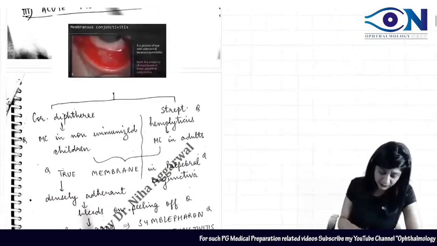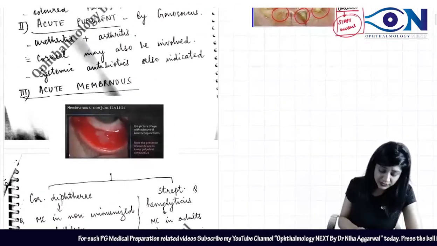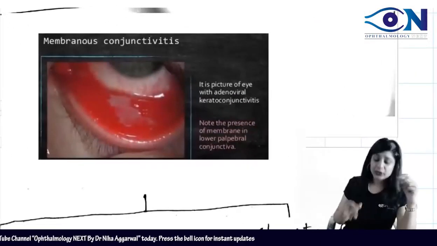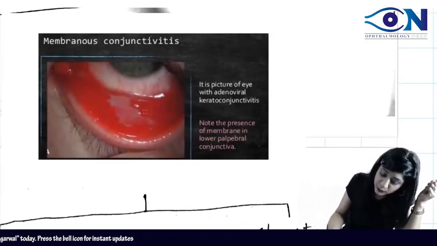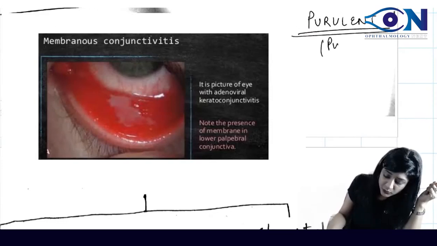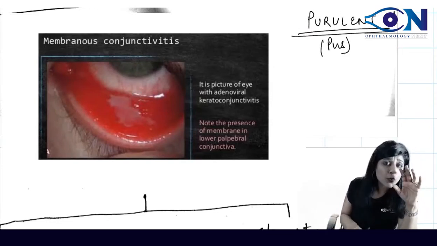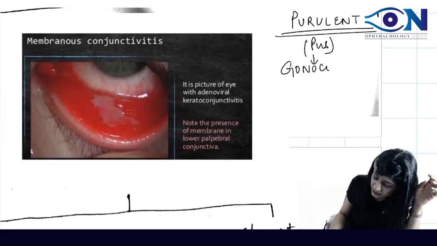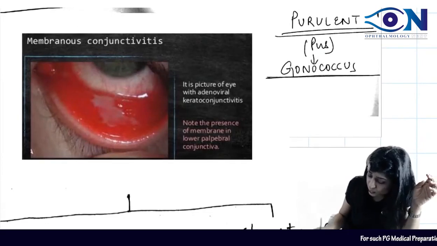Now coming to the other one. Now after the mucopurulent, we can also have the purulent conjunctivitis. Purulent conjunctivitis means only pus. So when you are having only pus, this is actually caused by the gonococcus. This is caused by the gonococcus.